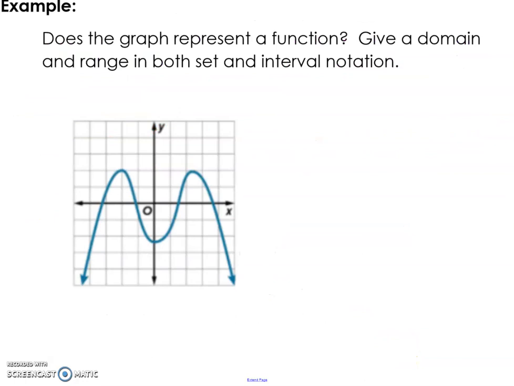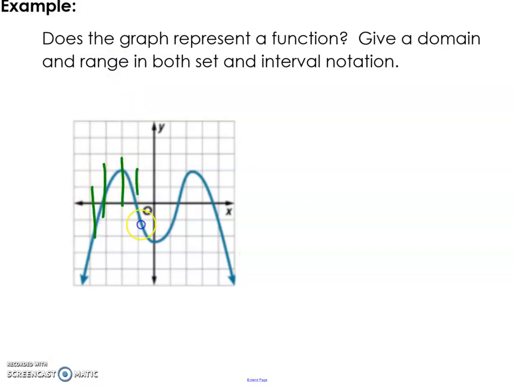Okay, so let's look at some examples here. So first we want to figure out, does this graph represent a function? And then give a domain and range in both set and interval notation. So first thing we do is check if this is a function. So notice it's asking about just this graph. Is it a function? So we can do the vertical line test.